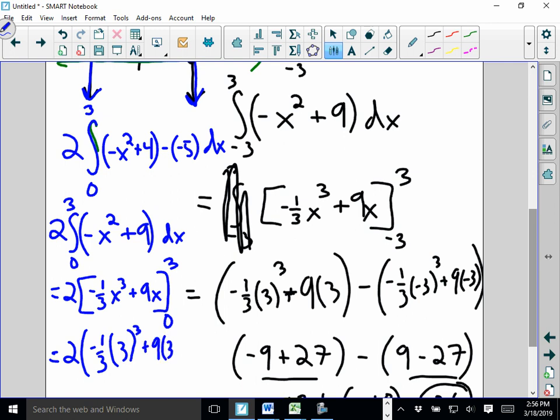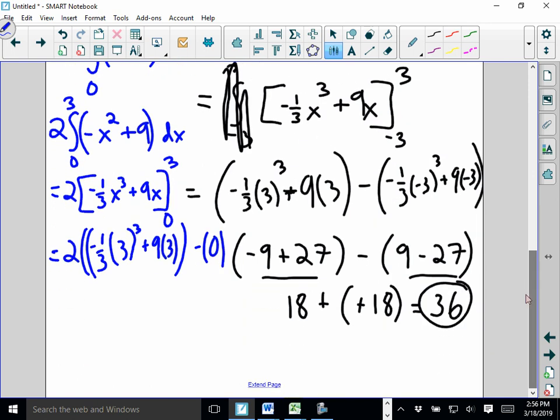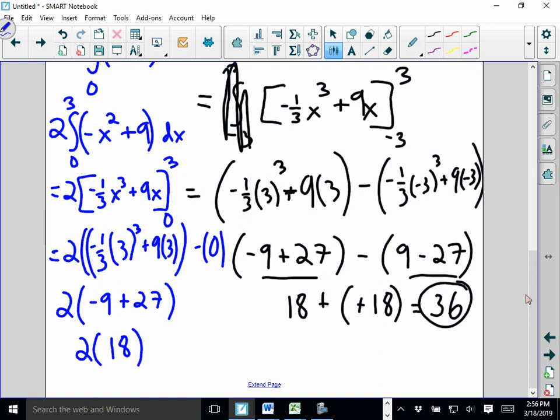The nice thing is that it's just minus 0 for the second part, right? So solving this out, 3 cubed is 27, so I still end up with negative 9 plus 27. And that's 18, and 2 times 18 is 36. It just makes life a little bit easier. You could have done a similar shortcut on problem 1 of your homework last night.